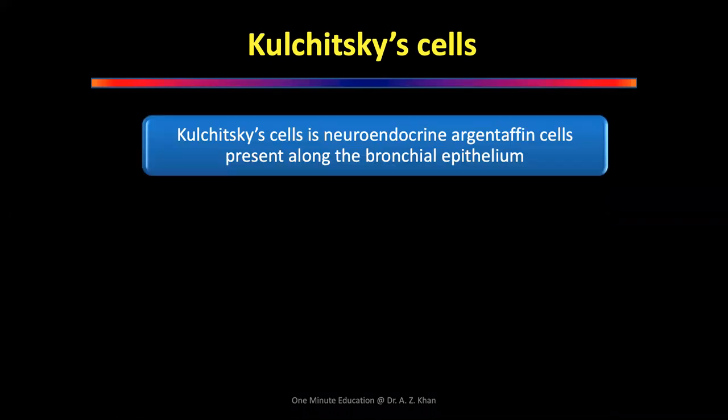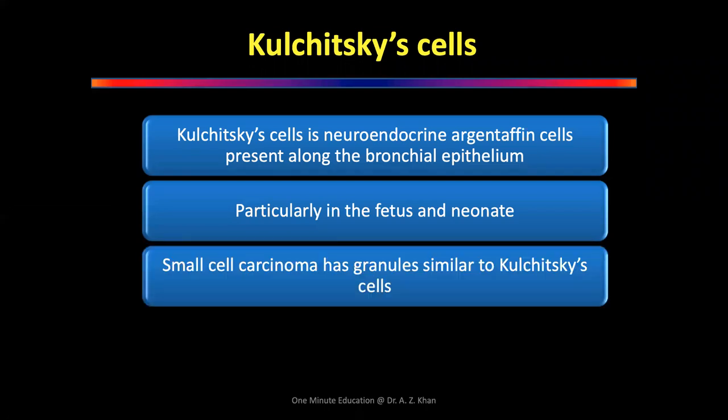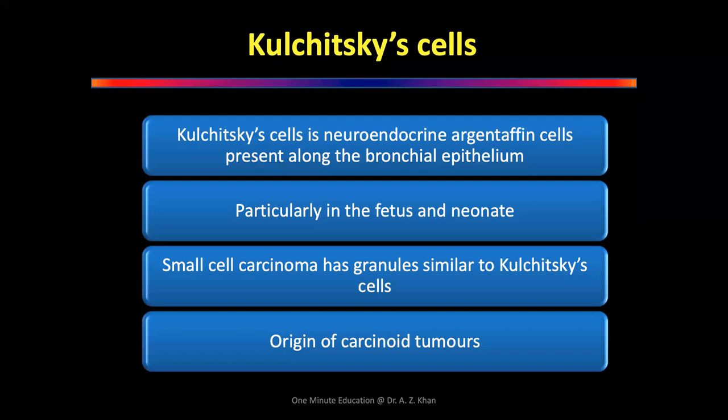It's a neuroendocrine argentaffin cell present along the bronchial epithelium, particularly in the fetus and neonates, and small cell carcinoma has granules which are similar to Kulchitsky cells, and Kulchitsky cells are also seen in carcinoid tumors. So this is a classical finding of Kulchitsky. You must know that carcinoid tumors originate from the Kulchitsky cells.